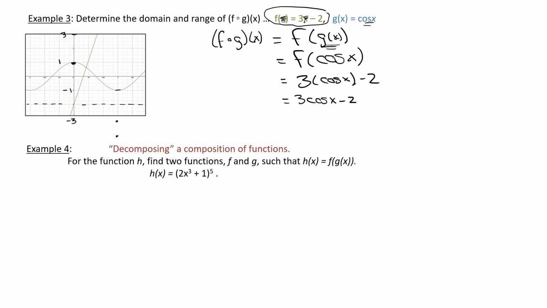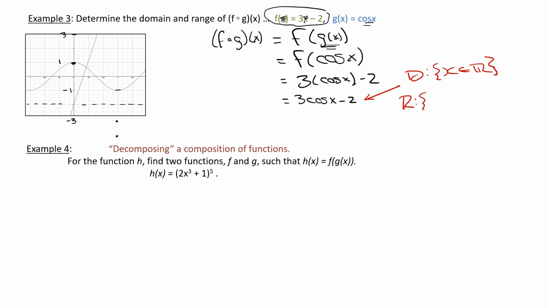Let's start with the domain first. This graph, of course, is not a difficult one to know the domain for. The domain is x is an element of real numbers. It's just a cos wave with a few little transformations. How about its range?